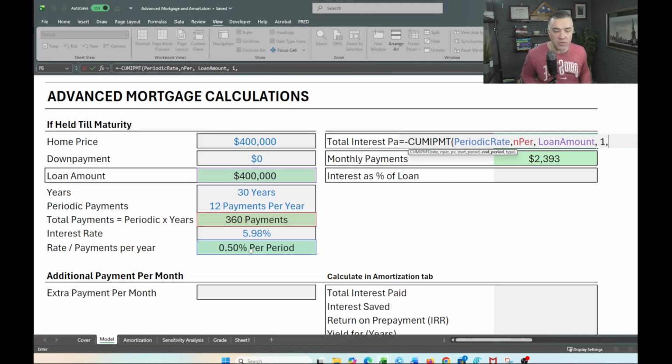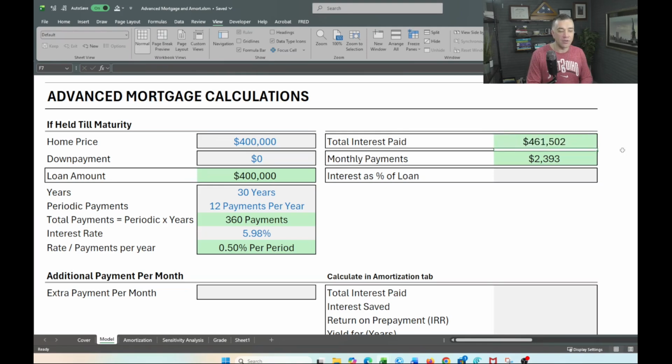The assumption we're going to make is that we hold the loan till maturity for 30 years. We want to know how much interest we're paying, so that's just going to be MPER again. And then this one, you have to show the model: is this a 0 or a 1? Which means, does the payment start the next period or today? Typically with loans, it is next period, so we're going to do 0. That's going to be our total interest paid.